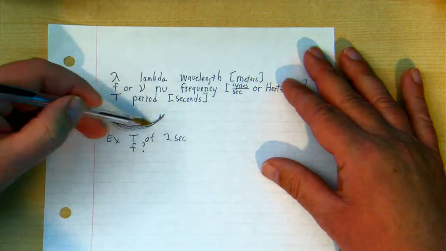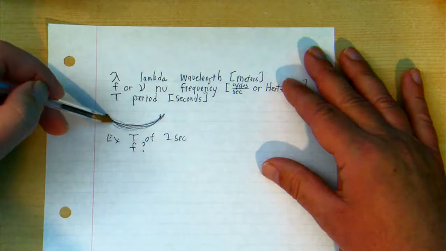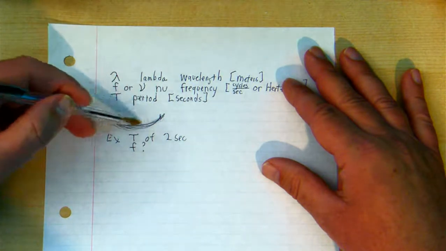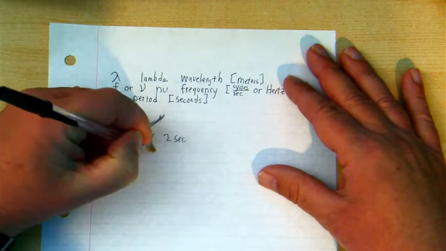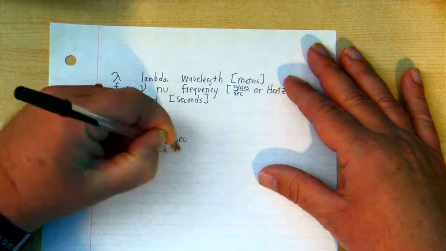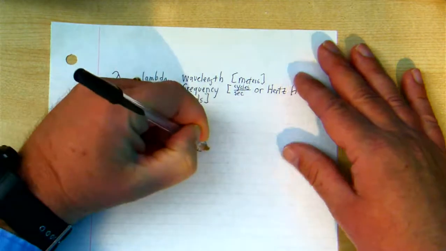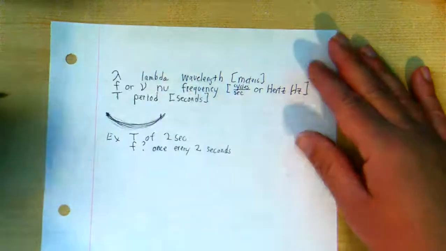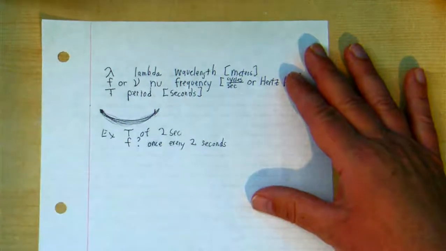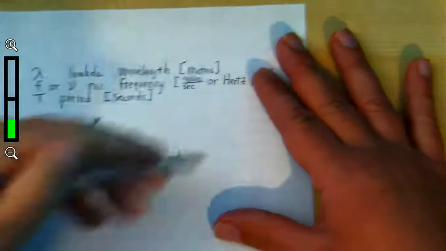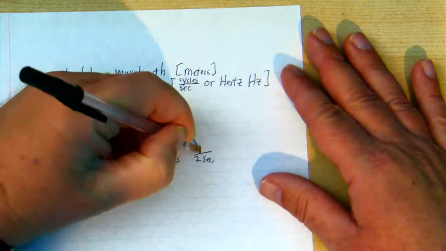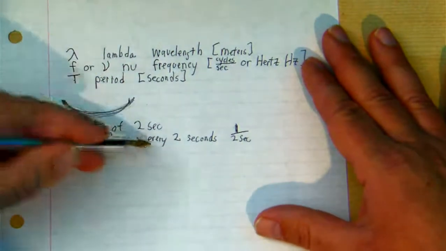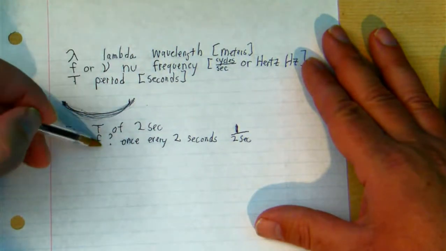0, 1, 2, 1, 2, 1, 2. So it shows up here once every 2 seconds. Once every 2 seconds. That's the frequency. Well, once every 2 seconds is once per 2 seconds. And so mathematically, it's always going to be the relationship between period and frequency.